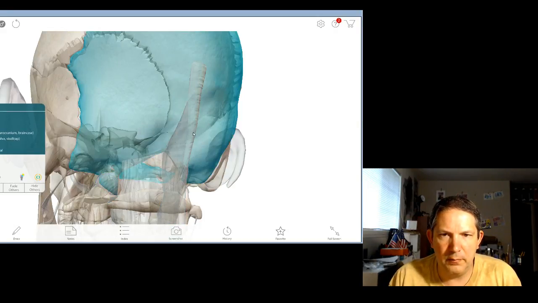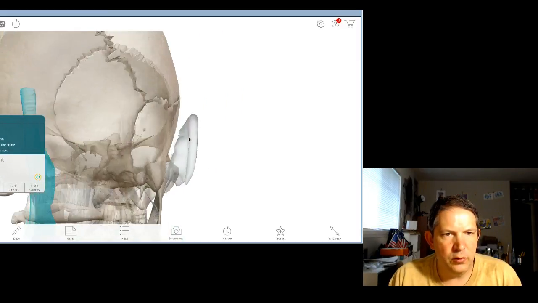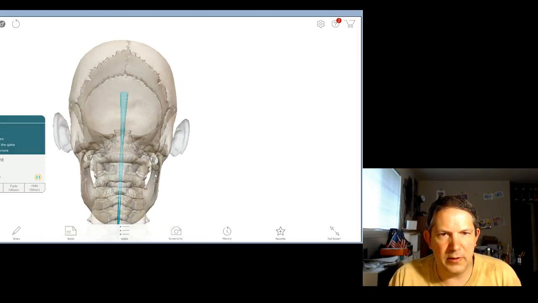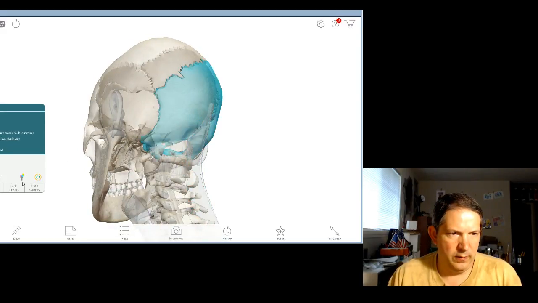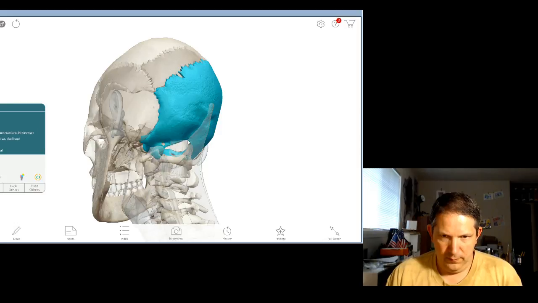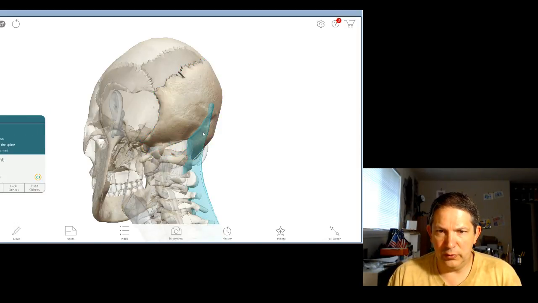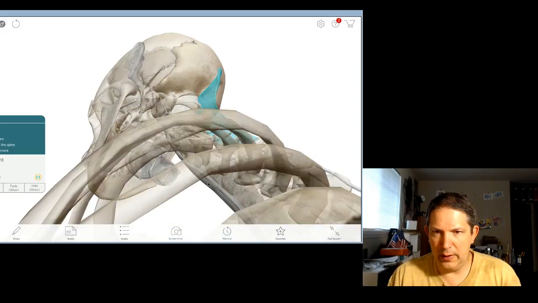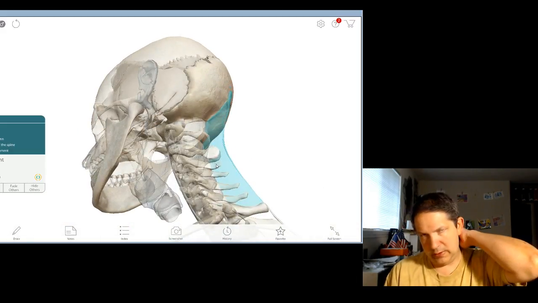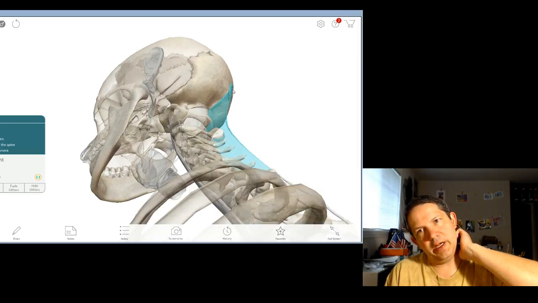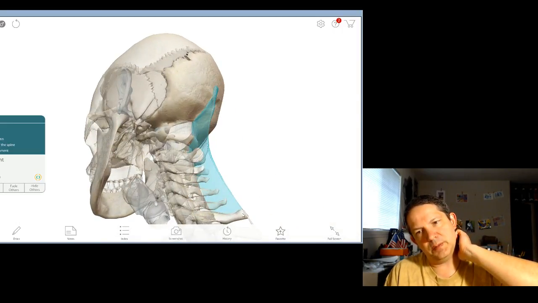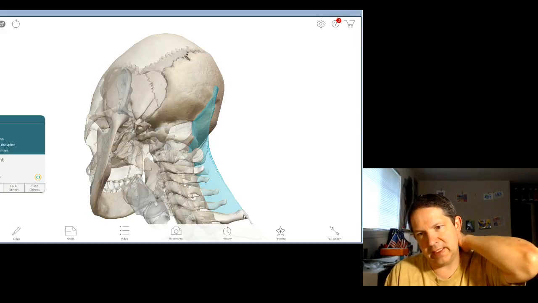Oh, look at that. There's the nuchal ligament that happens to be here, attaching to the spine of the occipital bone there. This nuchal ligament is pretty tough, and it's just for muscle attachment, and it's going between the spine of the occipital bone and the spinous process of C7.